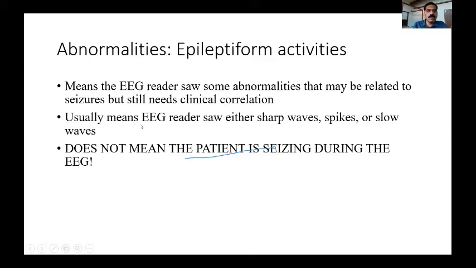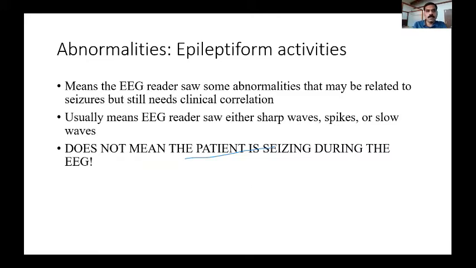It usually means that EEG readers saw either sharp waves, spike waves, or slow waves. I'll describe these three terms in my subsequent slides. It does not mean that the patient is seizing during the EEG. So epileptiform discharges need not always be treated with anti-epileptic drugs. So we'll see these terms: what are sharp waves, spike waves, and slow waves?